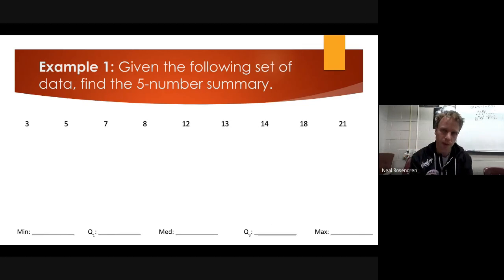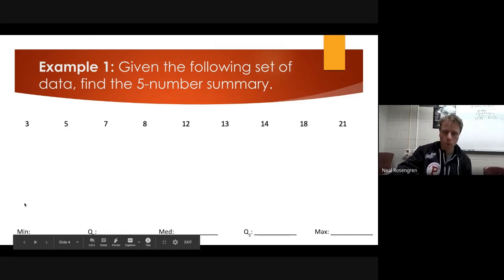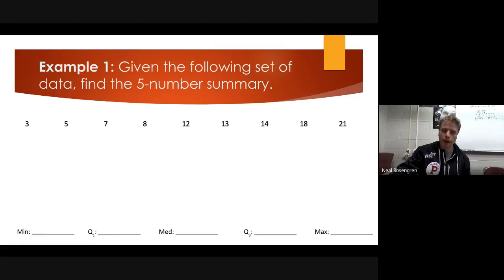Let's just try a couple together. Because this is already ordered and there aren't many, let's just do it by hand rather than jumping into that Google Sheet. But you'll see that the answers that we get will be backed up by what we type in, okay? So given the following set of data, find the 5-number summary. And it's up to you to remember when you see those words, that is minimum, first quartile, median, third quartile, and max. But you can see how I wrote them at the bottom, right? Min, Q1, median, MED, first 3 letters is good, Q3, and then max.